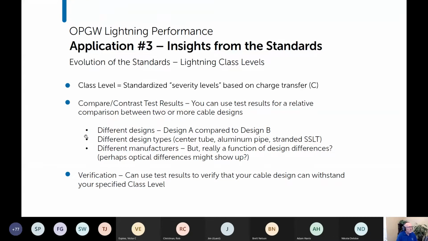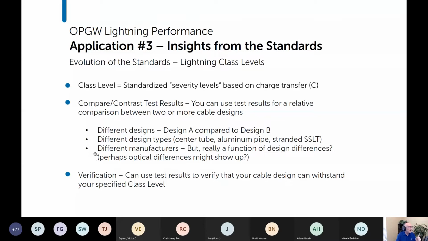You can also compare different manufacturers in theory, but really this is a function of the design differences, I think. Again, if you've specified a certain diameter and a certain fault current and a certain strength and whatnot, and a certain fiber count too, of course, manufacturer A might quote center tube and manufacturer B might quote aluminum pipe. So if you then compare the test results, there might be a difference, but it might be a difference related to the design type and the design differences as opposed to manufacturer A being better than manufacturer B.